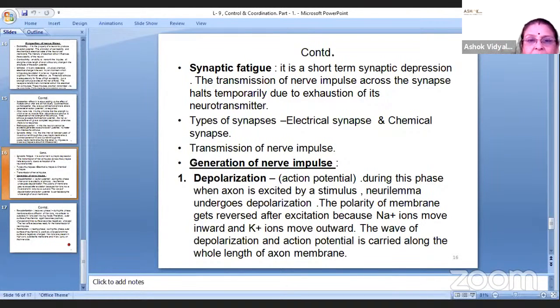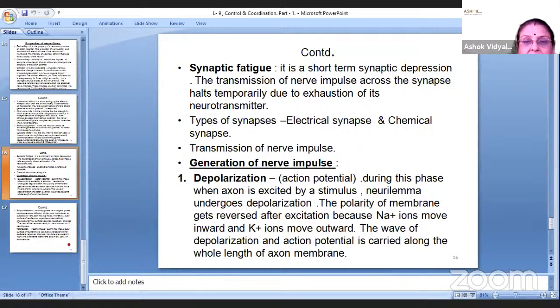Now the electrical synapse. In this, the pre and postsynaptic neurons are in very close contact. The electric current flows directly from one neuron to the other across the synapse. Clear? The transfer of impulse is faster when compared to the chemical synapse. So, the electrical synapse transfer is faster when compared to the chemical synapse.